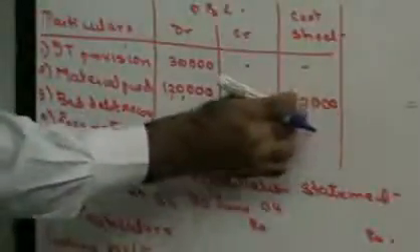Right? Next, material purchase. Material purchase is again less. 1,20,000, 1,10,000. Less is less. So you will record this in less column again. Material purchase 10,000.